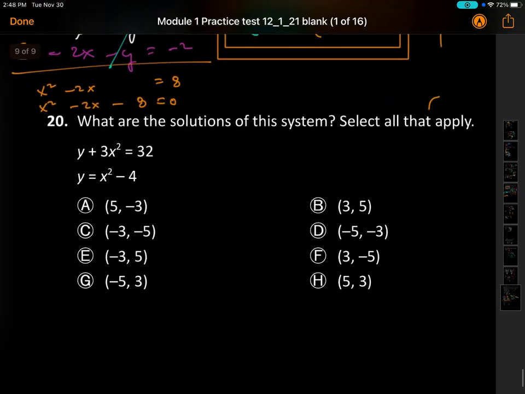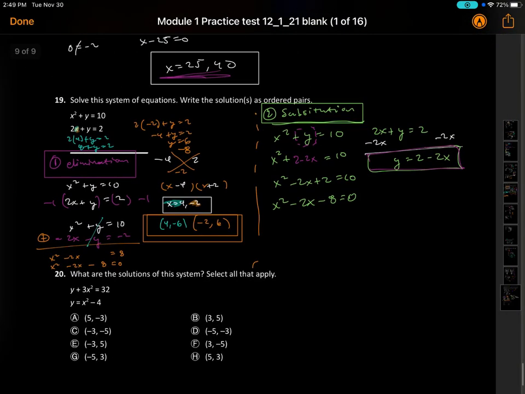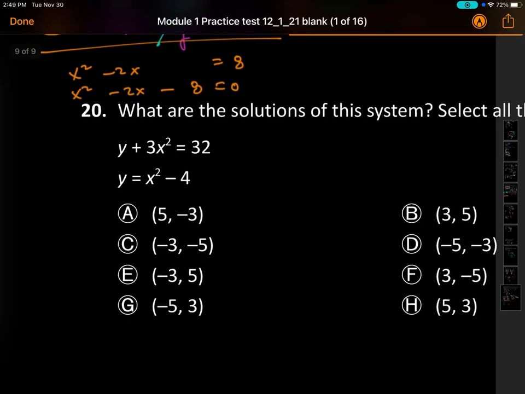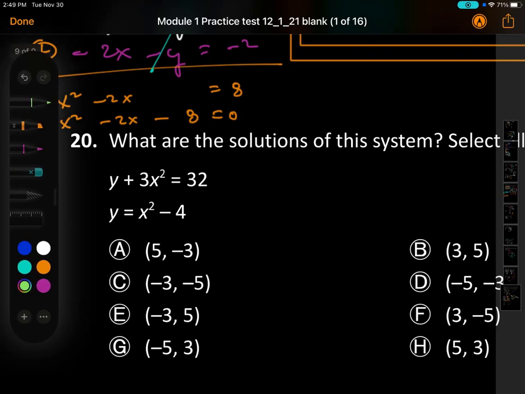Okay, number 20. What are the solutions of the system? Select all that apply. If you guys notice something, I didn't even test the discriminant. You can put the discriminant in number 19. You can graph them, and you can see how many solutions there are. If you're thinking about which one to use, substitution or elimination, in this problem I already know that y is solved for, so I would use substitution. The reason I'm using substitution is I see in these two equations, the second one's already solved for. What does that mean?